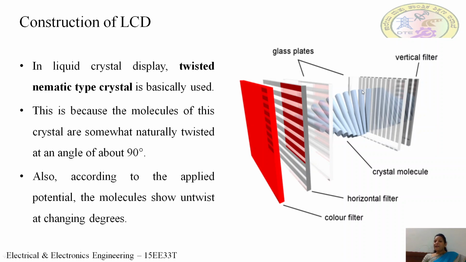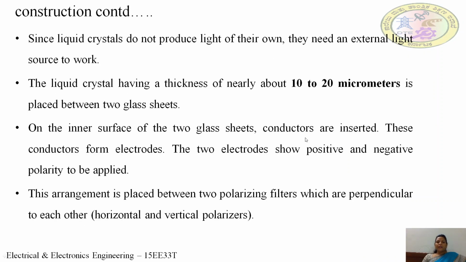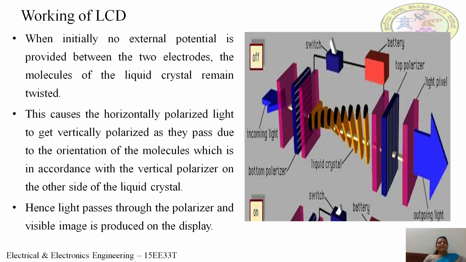As you can see, the molecular alignment of the liquid crystal is vertical on this side, so on this side we have a vertical polarizer. On the other side, where the molecular alignment is horizontal, we have a horizontal polarizer. Now let us look into the working of the liquid crystal. These liquid crystals don't produce their own light. They require a light source. So this is one of the disadvantages of liquid crystals.